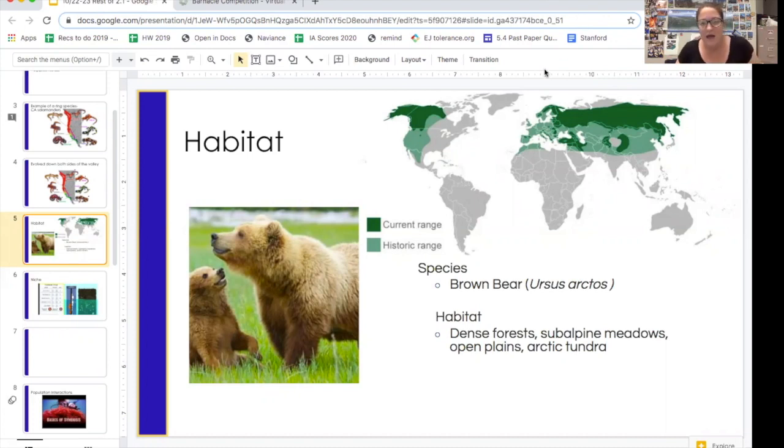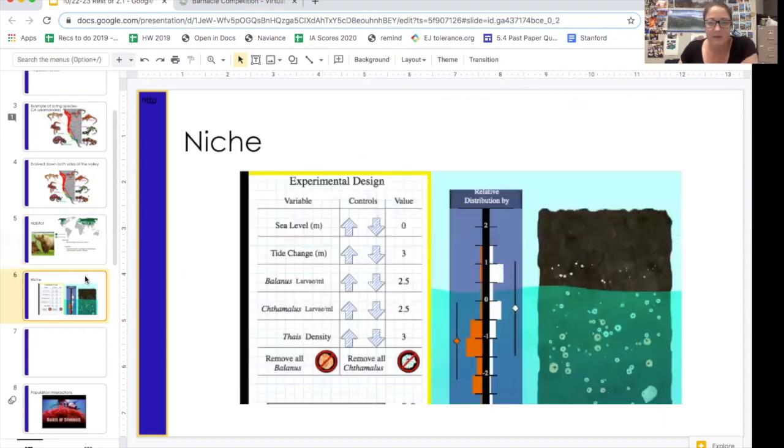that they live. If you're interested, the dark green is where grizzly bears are currently found. The light green is historically where they were found. They tend to be hunted out for kind of the same reason that ranchers don't like wolves. They prey upon livestock. Okay, a niche, however, describes a lot more about the conditions in which an animal can live. We'll give you the definition in the document.